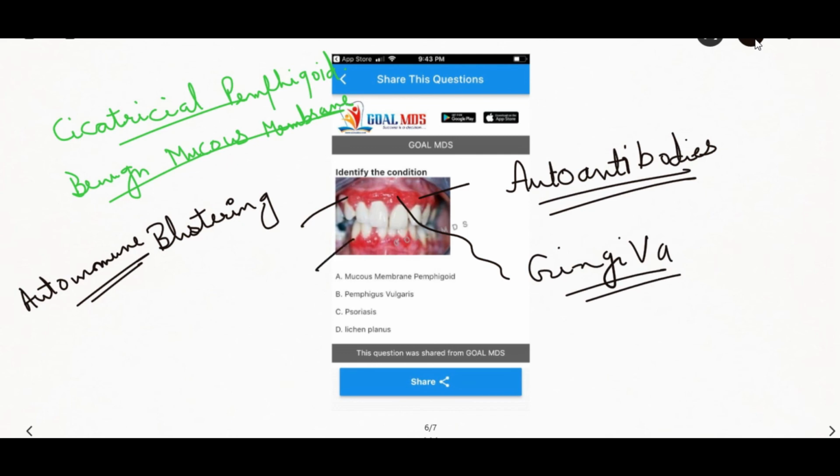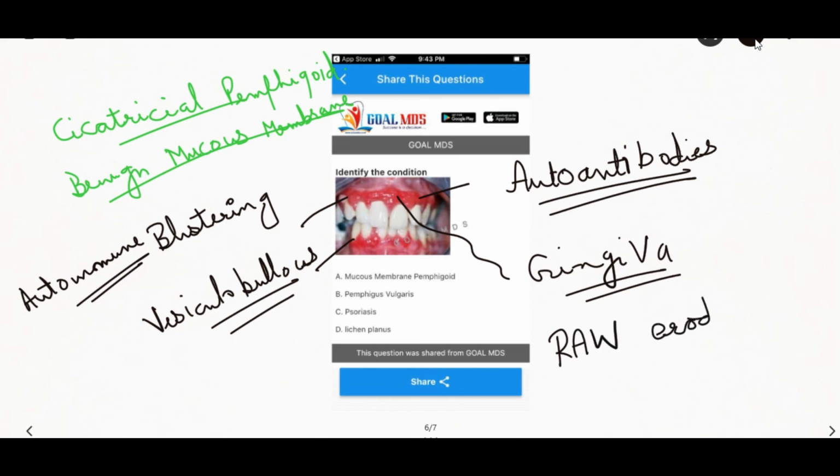In the oral manifestation, here you can see the mucosal lesions. They are affecting the gingiva. They are vesiculobullous in nature. You can see there is a raw, eroded and bleeding surface. So this is the characteristic feature of cicatricial pemphigoid.